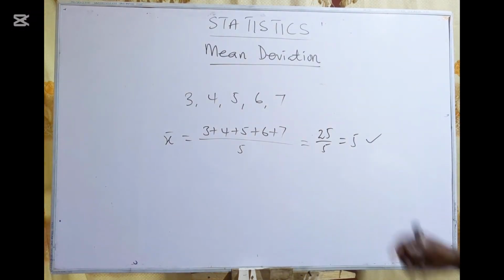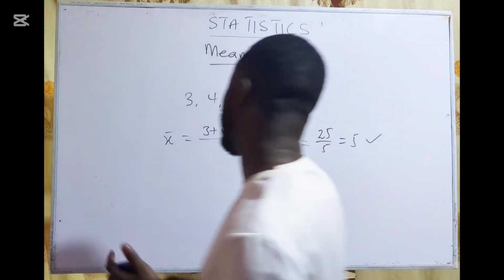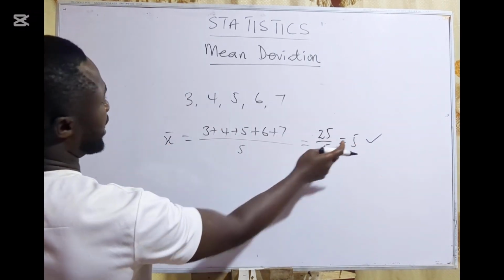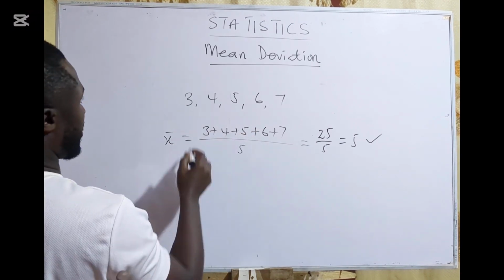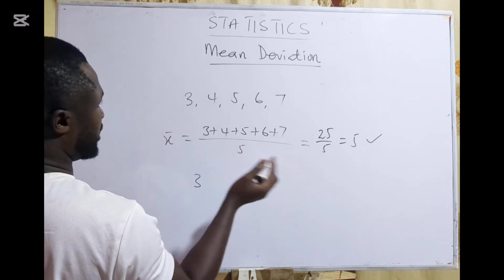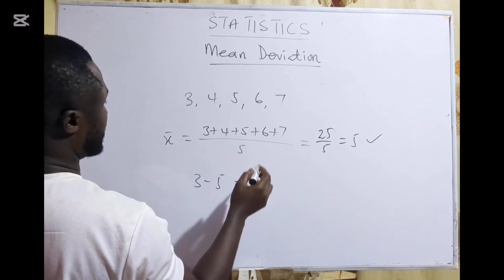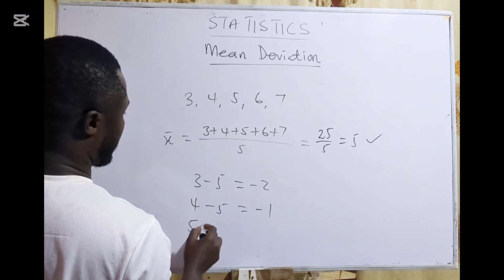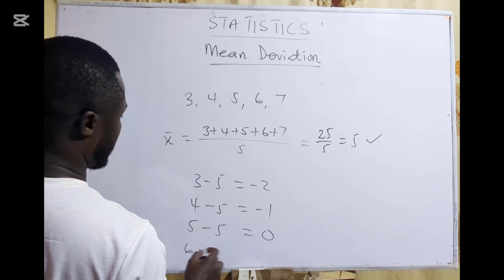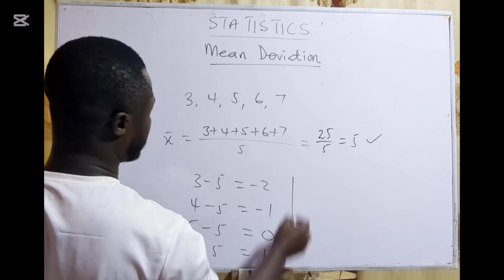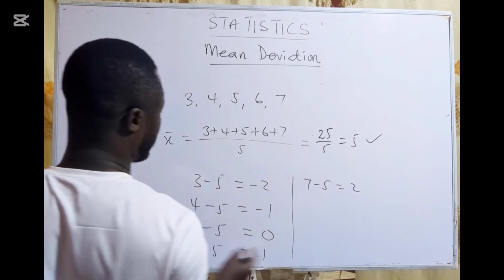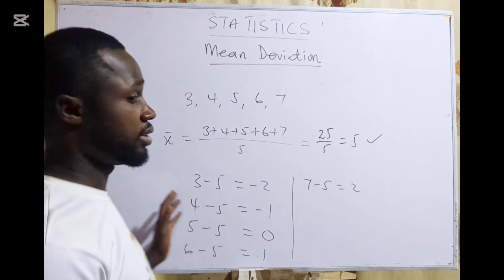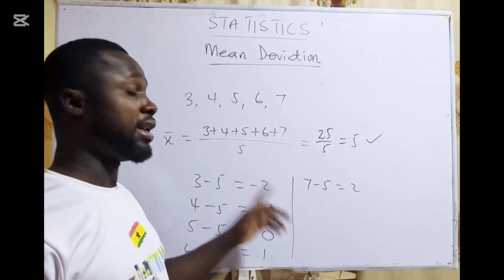So the mean is 5. If I want to find the deviation, then my deviation is the difference between the value and the mean. So 3 minus 5, the deviation is minus 2. Then 4 minus 5, the deviation is minus 1. 5 minus 5 is 0, 6 minus 5 is 1, and 7 minus 5 is 2. So this is the deviation, the difference between the values and the mean.